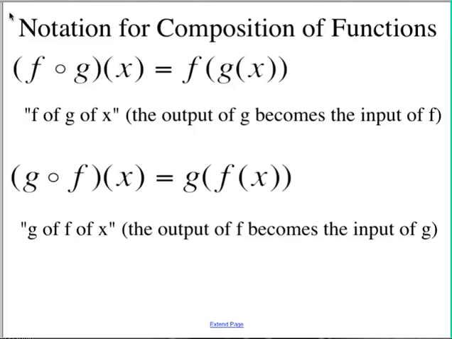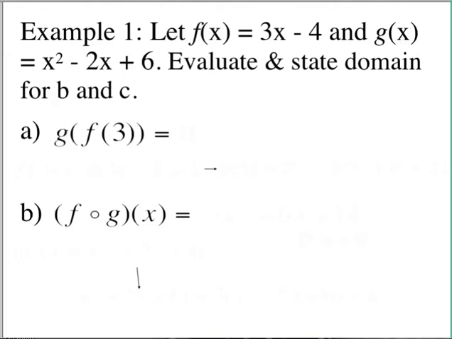So let's do a couple of examples. In this first example, I've added an a that is not on your note sheet, so we'll want to do this first. So we have an f of x and a g of x. It says evaluate and state the domain for both b and c. We don't have a domain for a. So g of f of 3.